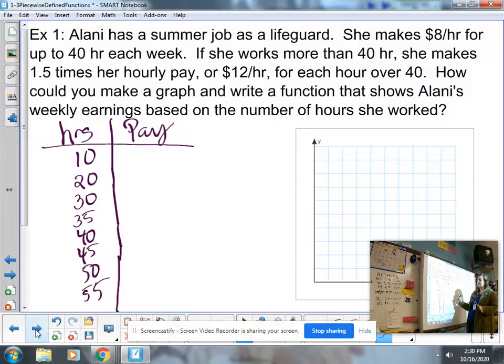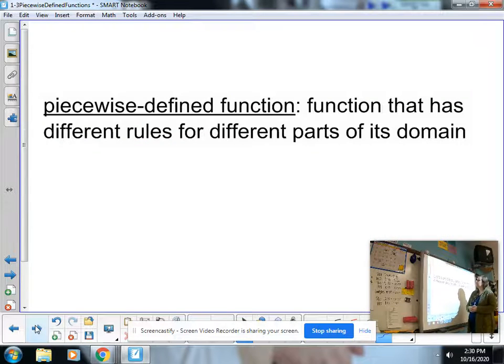We're actually going to skip this example. This is in the PDF of the notes that are uploaded into Schoology, but for right now, I'm just going to skip over that. So now we have our definition, very close to what we had in the essential question. So your piecewise defined function is some function that has different rules for different parts of its domain.